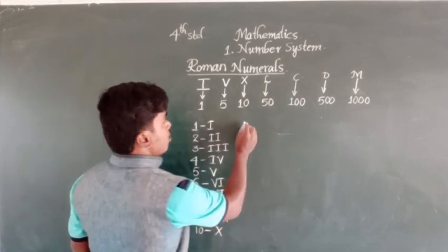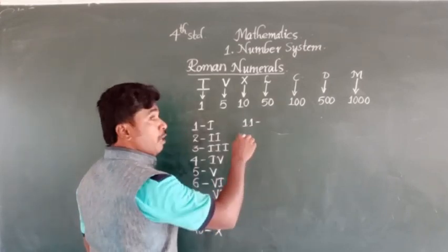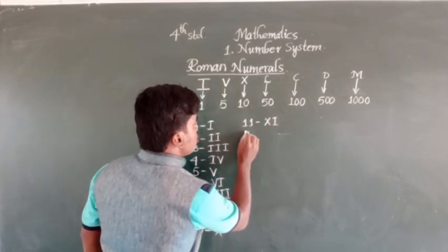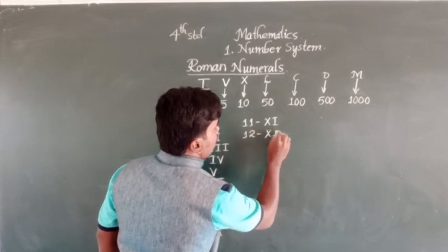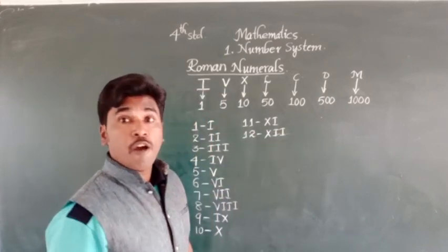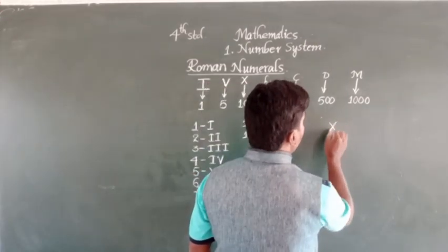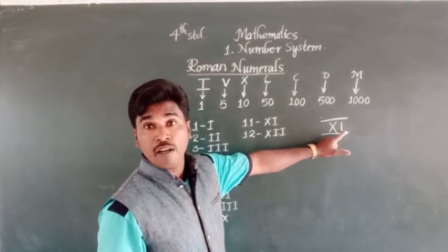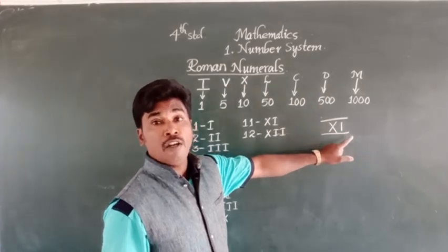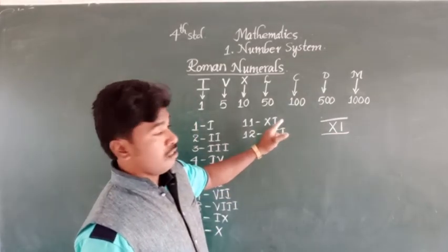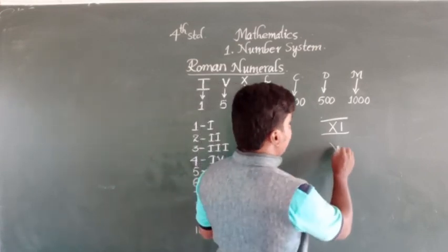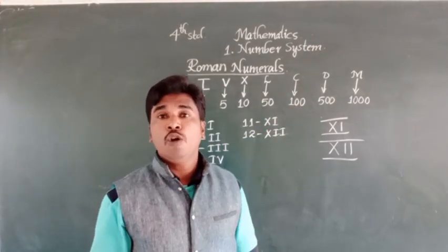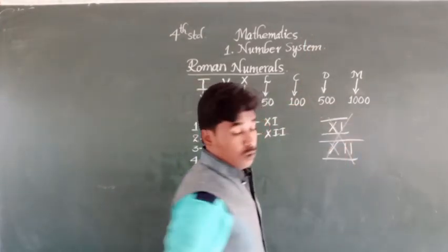Now come to 11. How to write 11? 10 plus 1, it is XI. Then 12, XII. Here also you may have made a mistake. For 11, you may have written it with the lines drawn incorrectly. Dear children, it is also a wrong way to write 11. The correct way is XI. For 12, sometimes you may write two lines, one above and one below. It is a wrong way to write it.